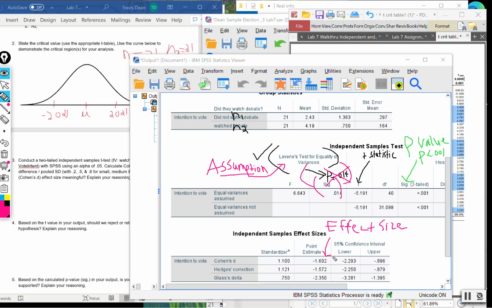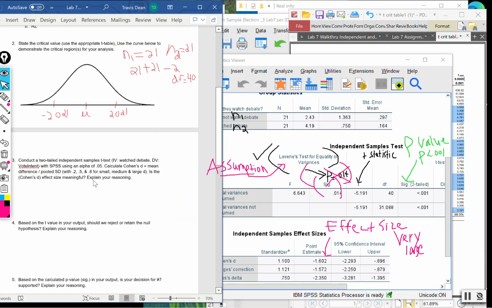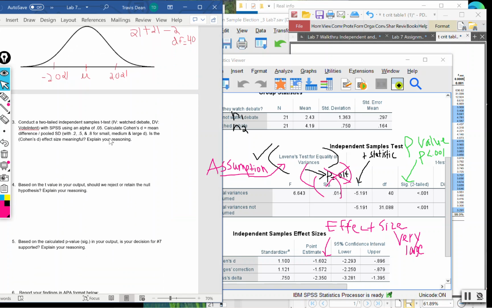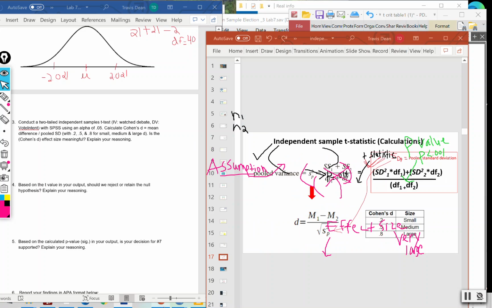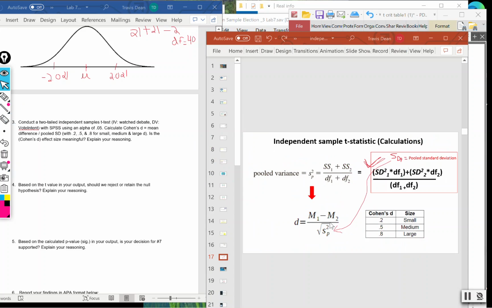And looking at the effect size chart, this is very large. Now, let's see here. Is there anything else we need to do? I think the other thing that we need to do is now we're going to be calculating this Cohen's d. And so I'm going to switch over to the PPT, and I'm going to erase this. And so we're subtracting mean 1 minus mean 2. So that's what we're going to be doing here.